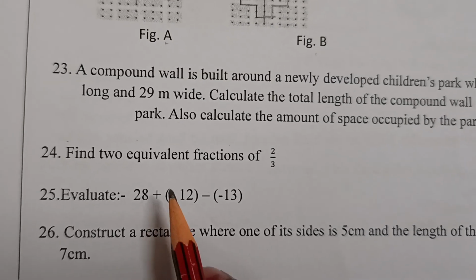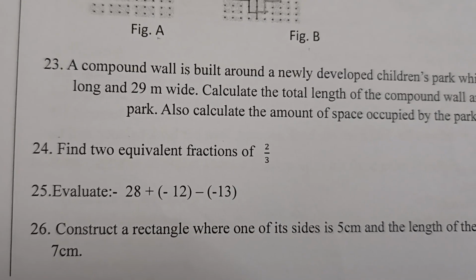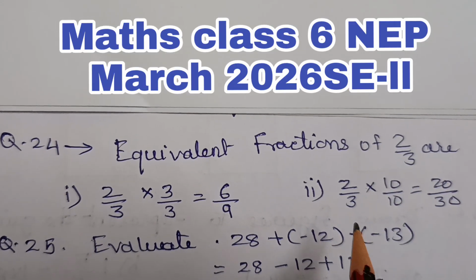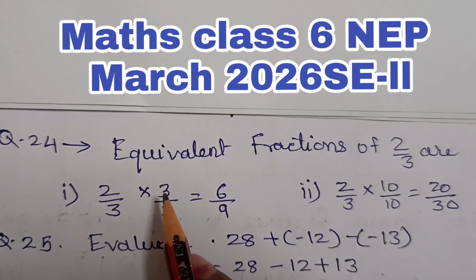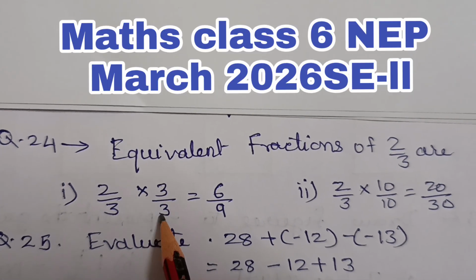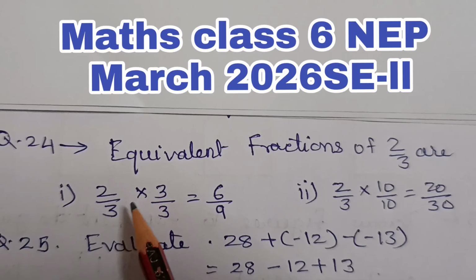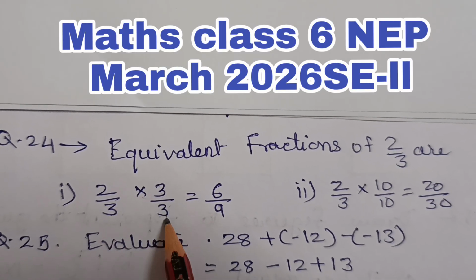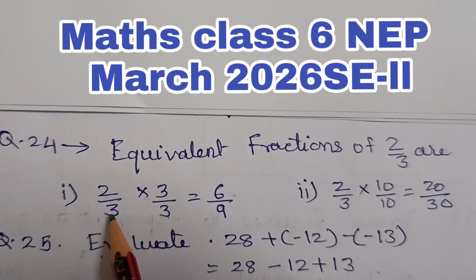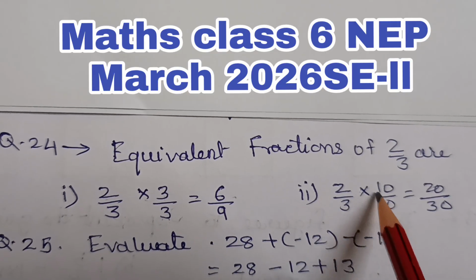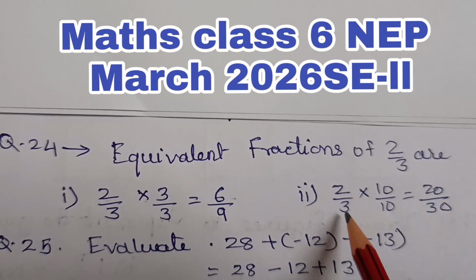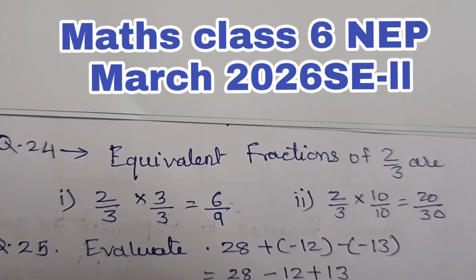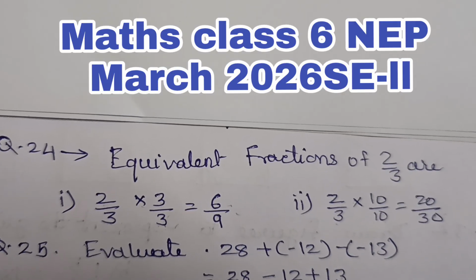Question number 24. Find two equivalent fractions of 2 upon 3. Here we have to find out the equivalent fractions. To find the equivalent fraction, we can multiply both numerator and denominator by the same number. So here I have multiplied first by 3 upon 3. So 2 upon 3 into 3 upon 3 will be 2 3s are 6 and 3 3s are 9. Second, 2 upon 3 into 10 upon 10. 2 tens are 20, 3 tens are 30. So 6 upon 9 and 20 upon 30 are the equivalent fractions of 2 upon 3.